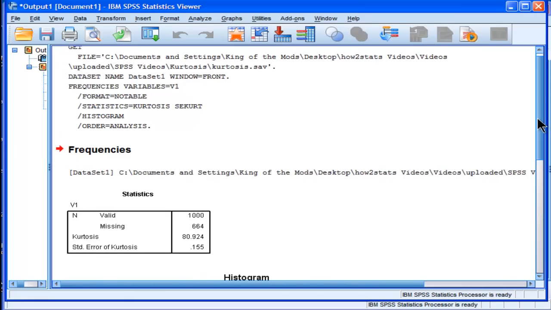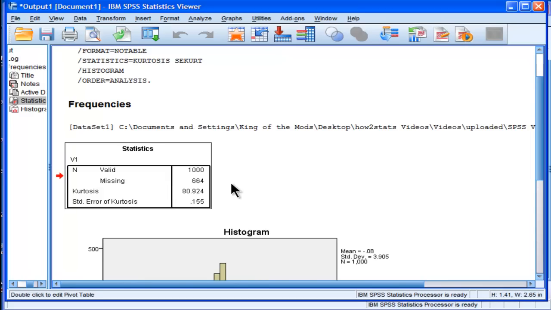All right, so SPSS produces the results. It's a sample size of 1,000 people. It says there are missing observations only because there are more observations in the second variable I'm going to look at. But here's the kurtosis value here, 80.924. That's a huge value. And the standard error of kurtosis is 0.155.